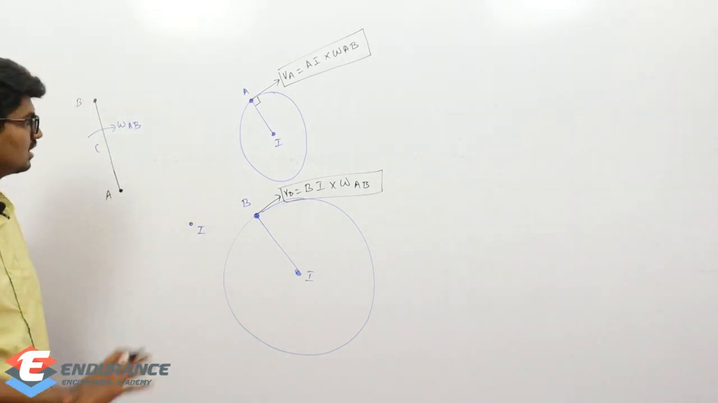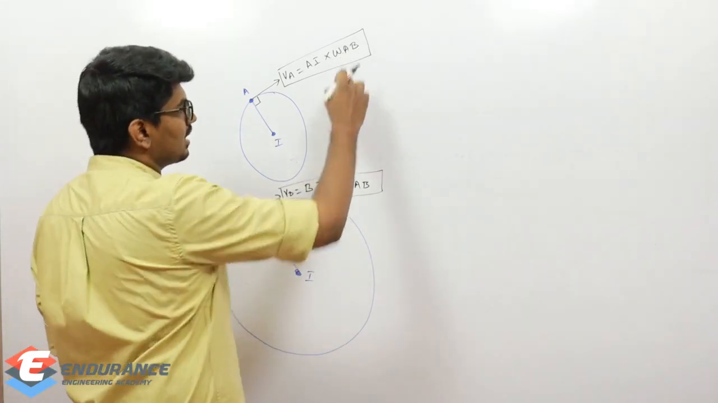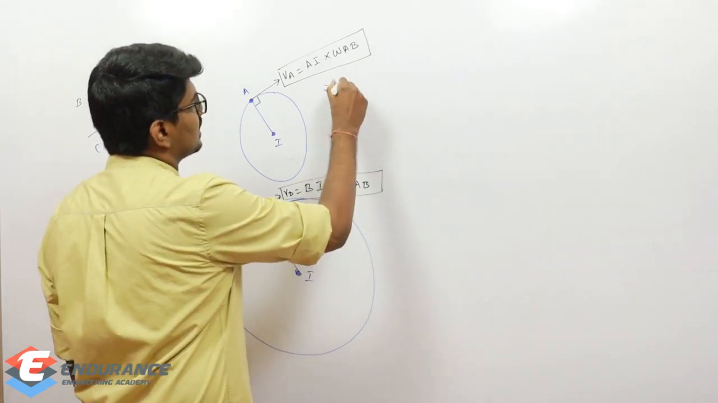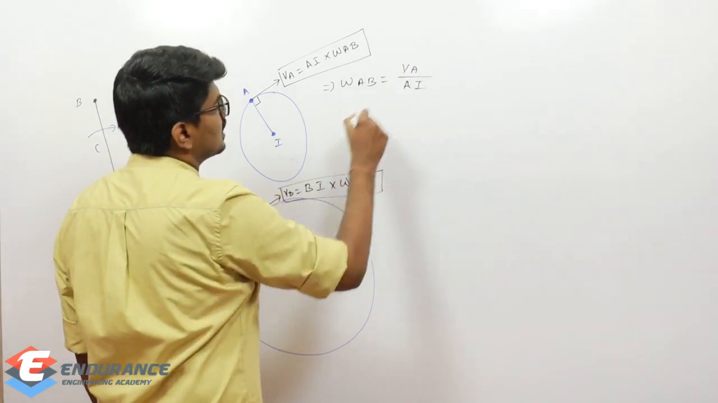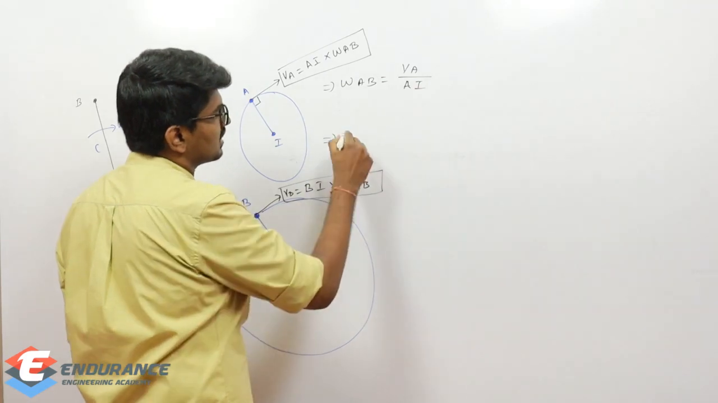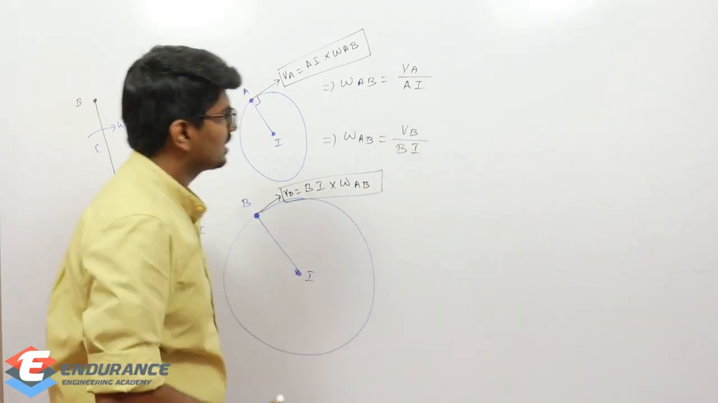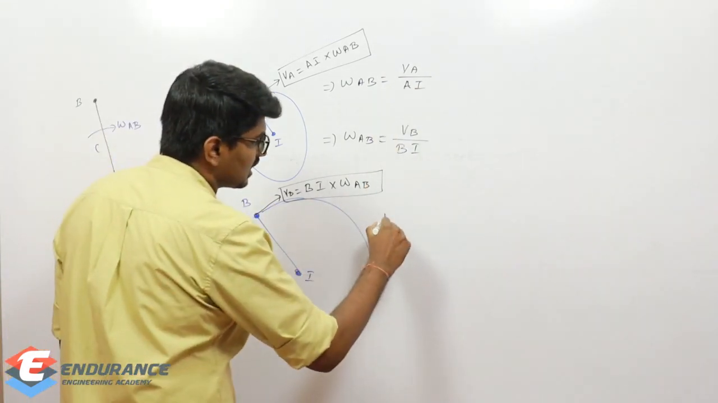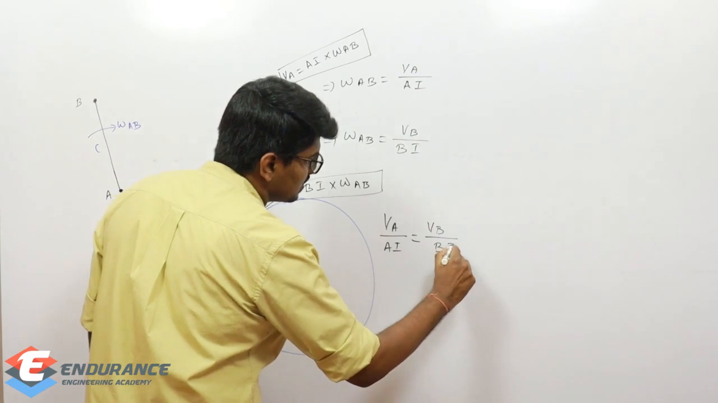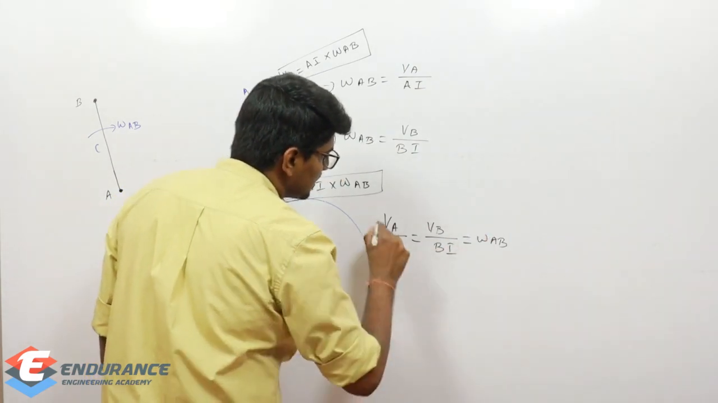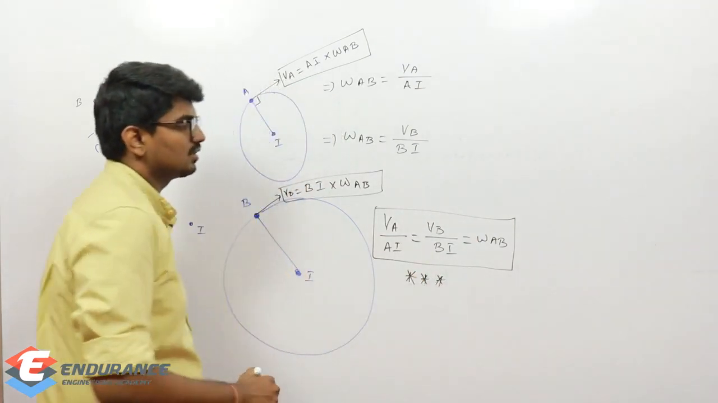Now, as we know already, this rigid body is rotating at an angular velocity omega AB. So this omega AB and this omega AB will be the same. I can write omega AB equal to VA by AI. Similarly, from this equation I can write omega AB equal to VB by BI. So what is the final conclusion? VA by AI is equal to VB by BI, which is equal to omega AB. This is a very important equation, and we will be using it repeatedly for solving problems.